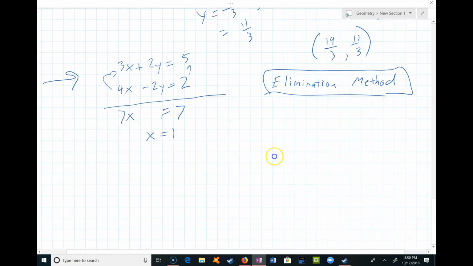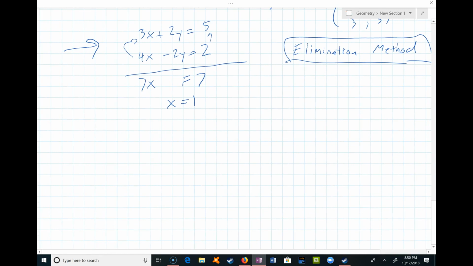Okay, so, but we're not doing that right now. We're doing the elimination method. And so then, of course, I still have to find the other one. So I'd have to go back up to one of these equations. Doesn't matter which one. And I could do like 3 times 1 plus 2y equals 5, which means 2y is equal to 2, which means y is equal to 1. So my solution would be 1, 1.